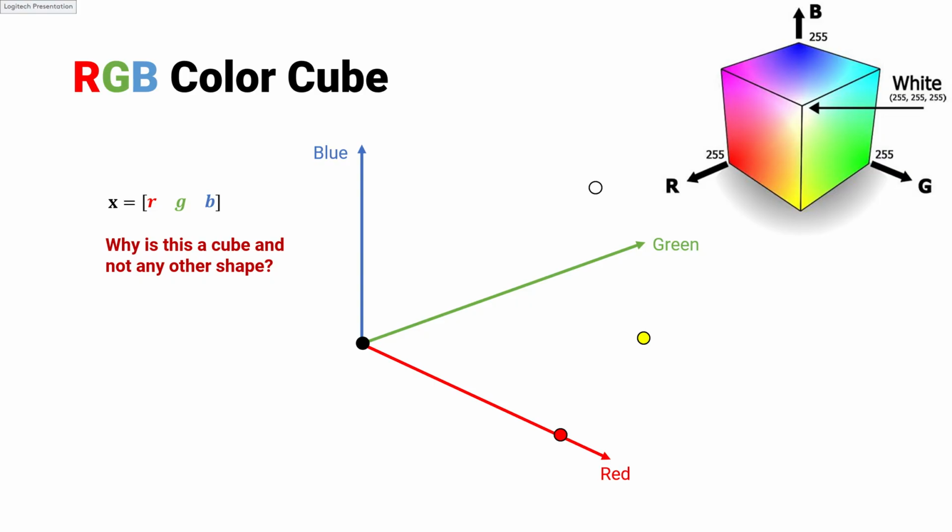The answer is because we represented the red, green and blue colors in a Cartesian coordinate system, right? In a Cartesian coordinate system, because we had equal distances in red, green and blue for the maximum value, it ends up being a cube on its own.